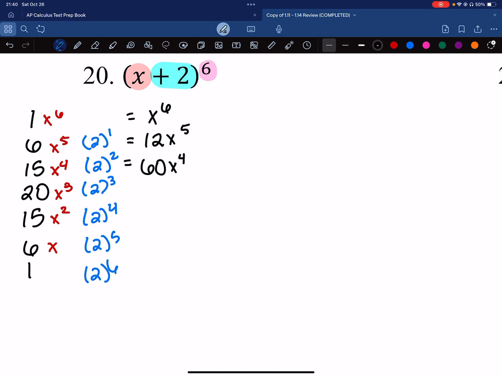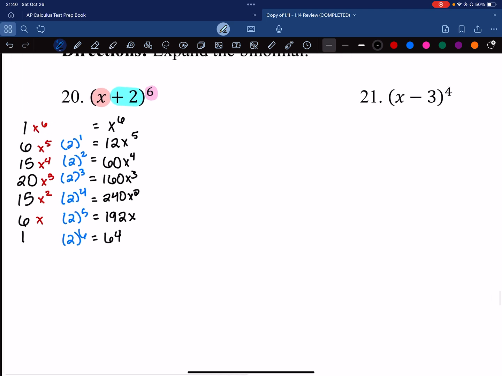And then x to the 4th, the variable's kind of just tagging along. 2 to the 3rd is 8 times 20. That's 160 x to the 3rd. 2 to the 4th is 16 times 15. That's 240 x squared. 2 to the 5th is 32 times 6. That would be 192 x, and then 2 to the 6th is 64 times 1.